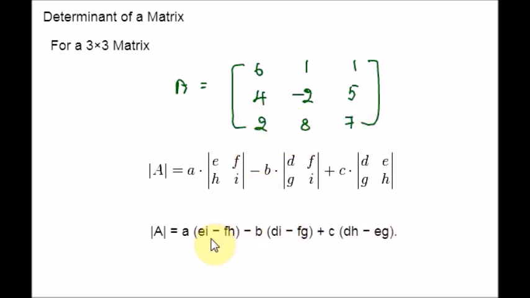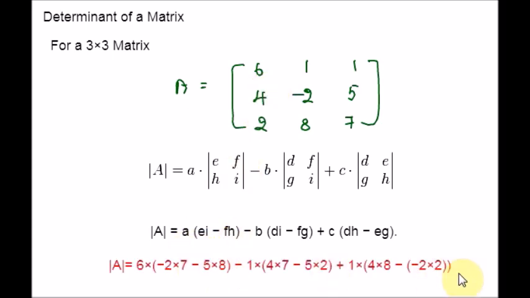Replace A by 6, so it would be 6 times. Hope you're clear with this step. Now work out the product according to the rule of sign. So 6 times negative 54, negative 1 times, if I do this calculation, I'll get 18, and for this one 36. So totally, if I simplify after multiplying, I'll get negative 306. Hope you're clear with this example.